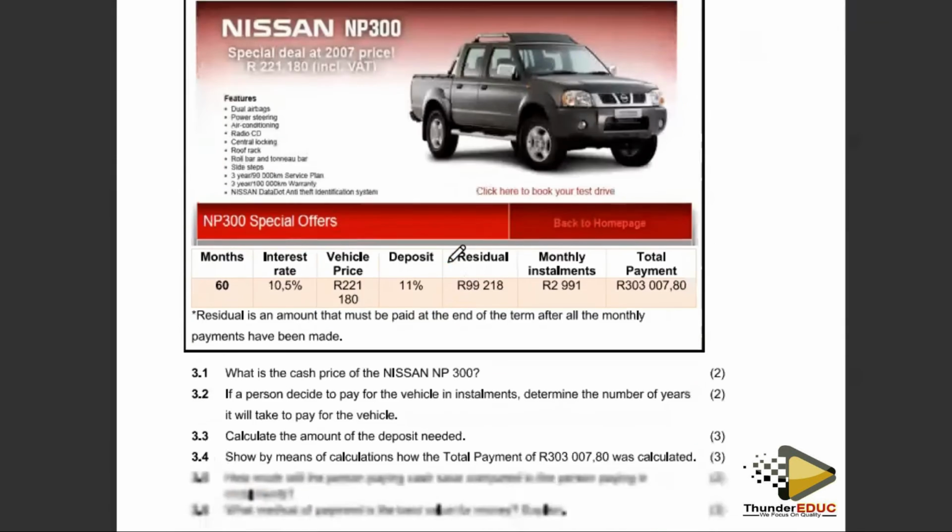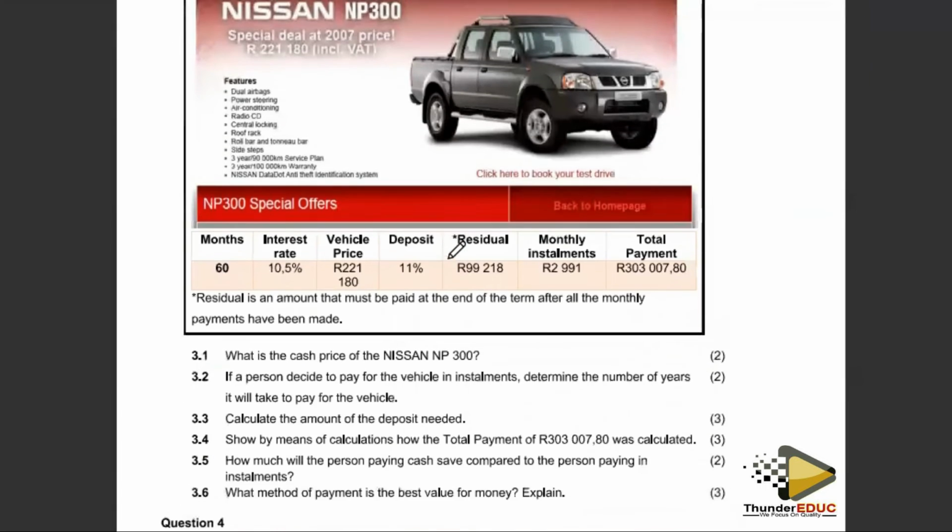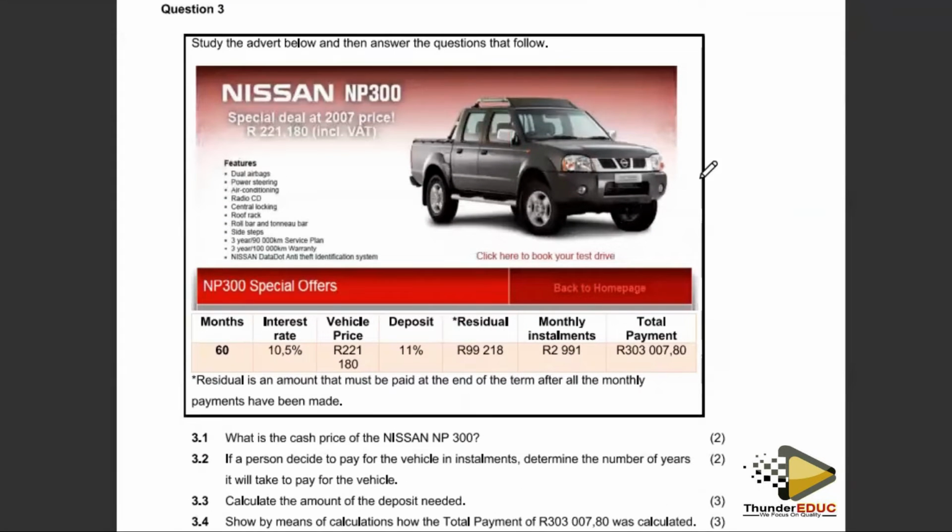All right, here we go. Let's look at this. This is a car. This is still under finance, paper 1. What is the cash price of the car? We have 2 places that will tell us the cash price. Number 1, look into the advert. This money here is the cash money, the cash amount or the cash price. So just write it down. 221,108.